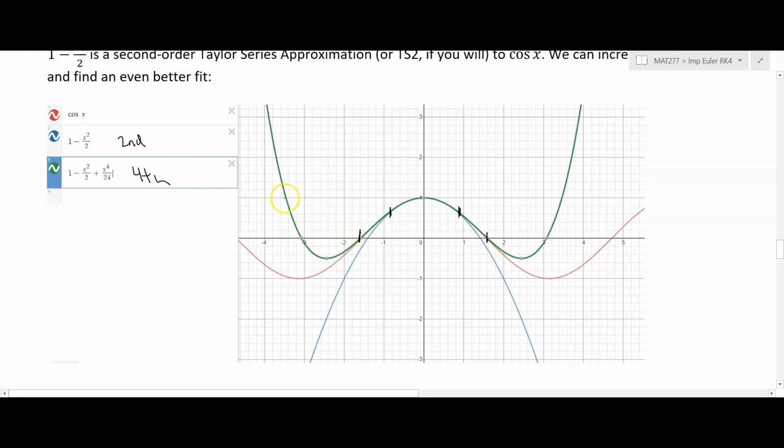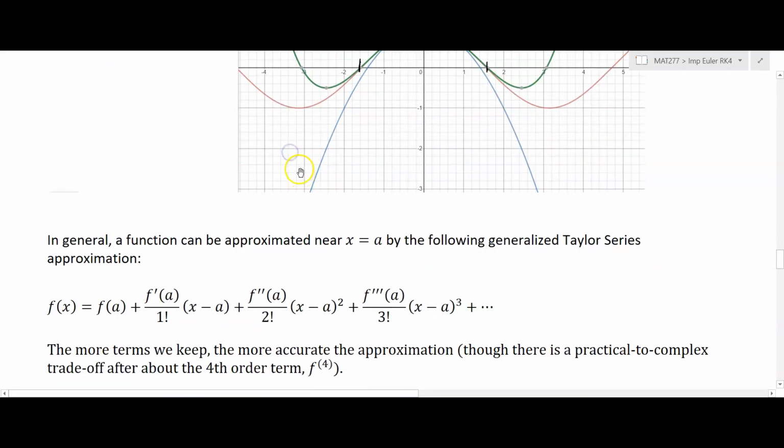It's creating a polynomial that changes direction more and more often as you increase the order, because if you take a quartic, it can change direction, let's see, 1, 2, 3 times. And if you did a fifth order, it could change directions up to 4 times. Think about that function as being more pliable or more flexible. So that's kind of what a Taylor series does in a nutshell.